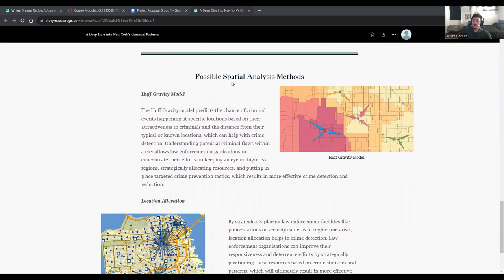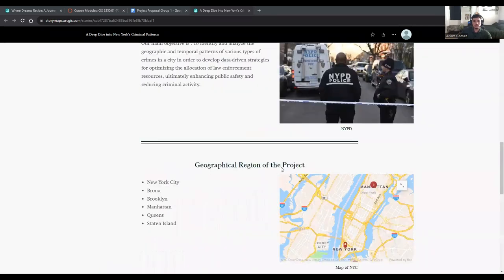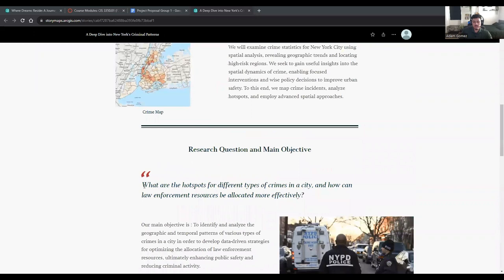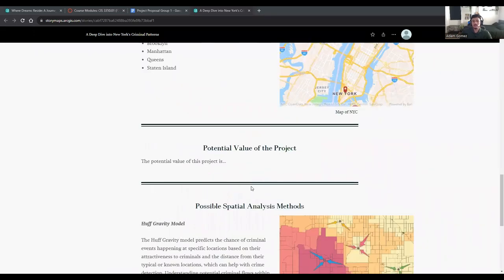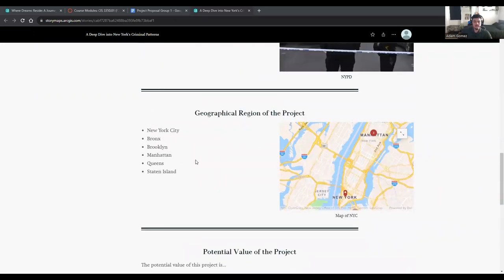I'll be going over the spatial analysis methods that we'll be using in this project. The two methods we'll be using are the Huff gravity model and location allocation. The reason we're using these two methods is to answer the question, what are the hotspots for different types of crimes in a city, and how can law enforcement resources be allocated more effectively? So our ultimate goal is to be able to prevent crime or detect crime at a faster rate in New York City, and specifically these locations right here.